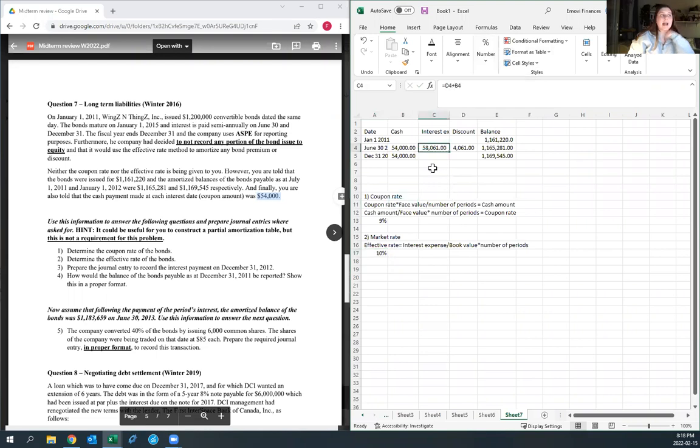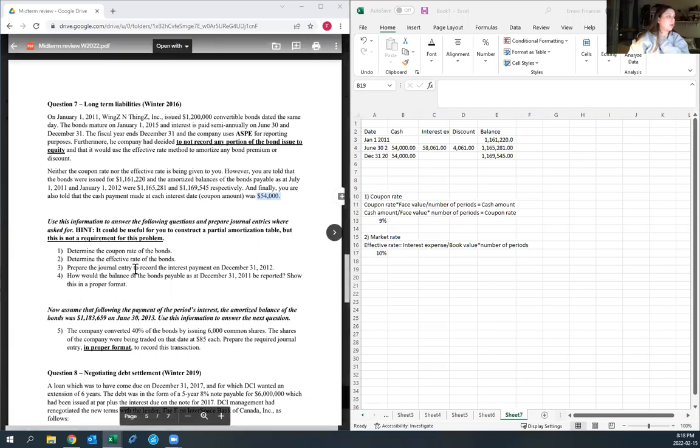Also, the reason I added the discount to my cash is because the bond was issued at a discount. If it was issued at a premium, you would have subtracted that amount from your cash. All right, so that's it for the first 2 requirements.